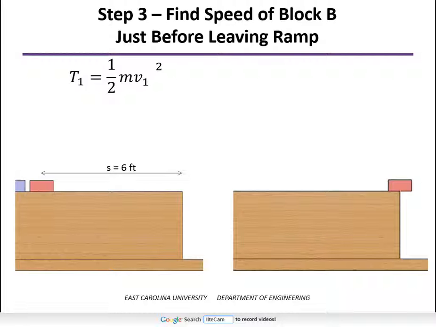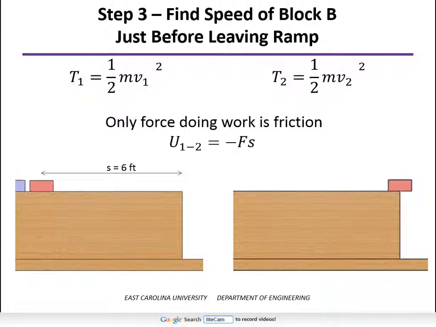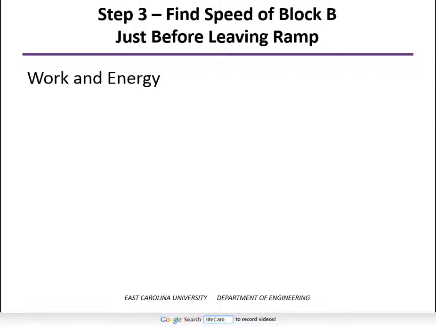So in this case, we know the initial kinetic energy. We're trying to find the final velocity, and in between we know that the only force that's doing work on the particle is friction, and so the work done from the initial state to the final state is minus the friction force times the distance through which it travels.